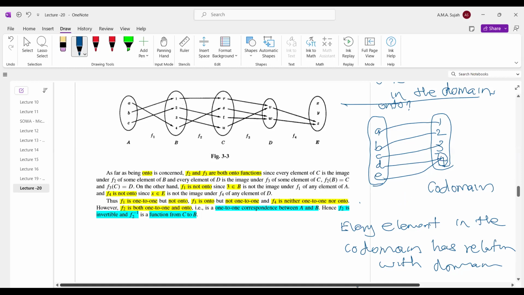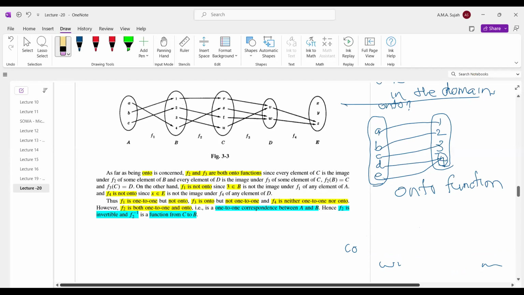Is it one-to-one? Tell me. Now, depending on that, we can say this is an onto function. Why is it an onto function? All the elements in the codomain have at least one relation with the domain. That is onto. What do you think about it? Is it one-to-one or not?